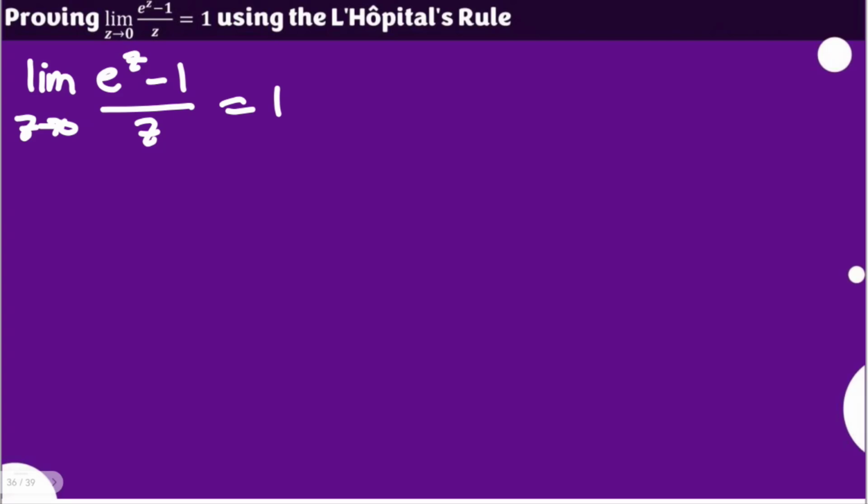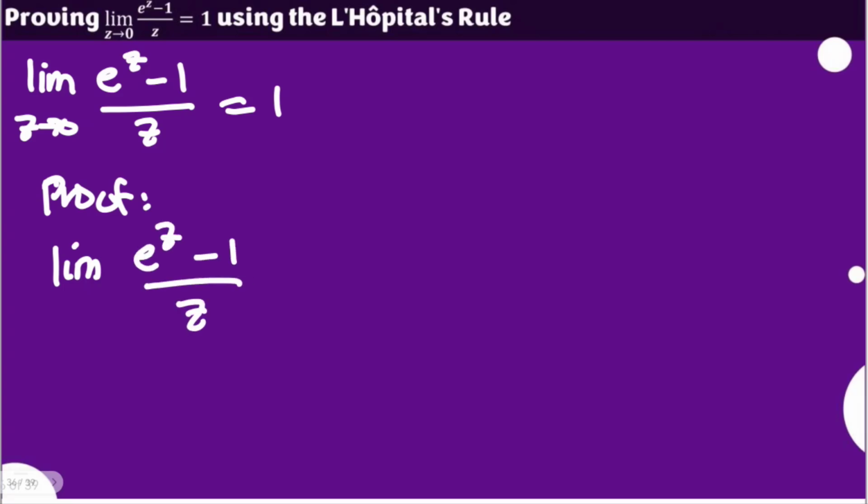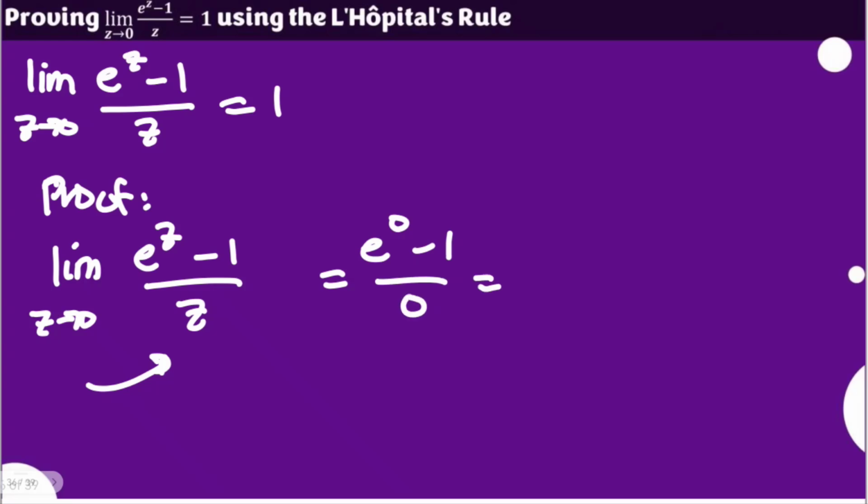So we're going to show the proof here. Let's start with the left-hand side, the limit of e to the power of z minus 1 over z as z approaches 0, and hopefully yield our right-hand side, which is just equal to 1. According to L'Hopital's rule, this applies when substituting 0 gives an indeterminate form. Of course, if we do that, e to the power of 0 minus 1 over 0, you have 1 minus 1 over 0, which is 0 over 0, indeterminate, right?